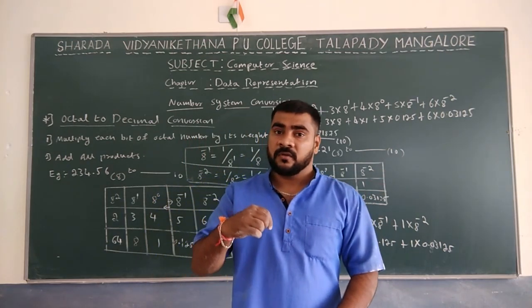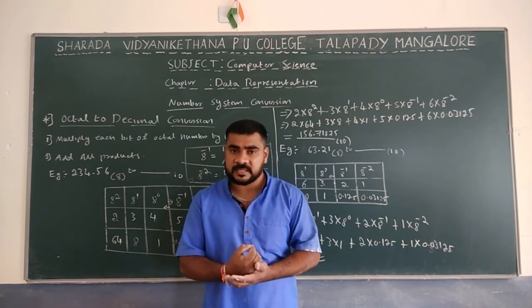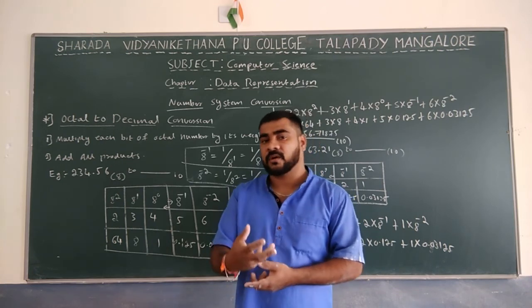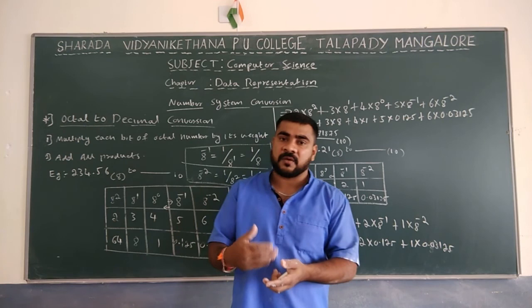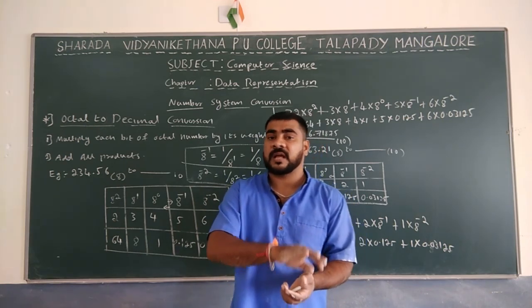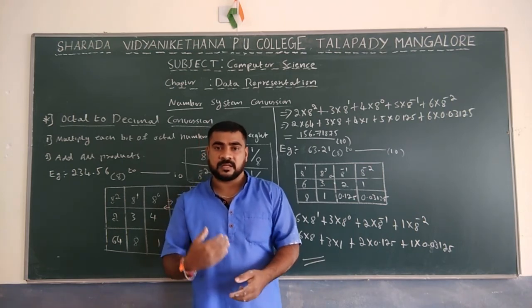So we reached the end of our session today. In this session we mainly discussed converting octal to decimal and decimal to octal numbers. If any decimal number is given, how can we convert it into octal? Whenever any octal number is there, how can we convert that octal to decimal? Two conversions mainly we discussed in this session.